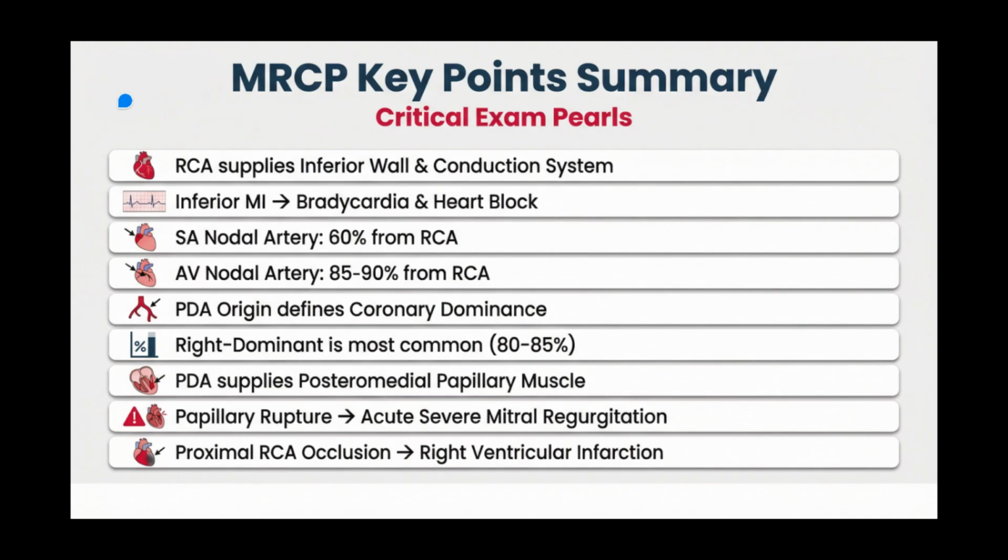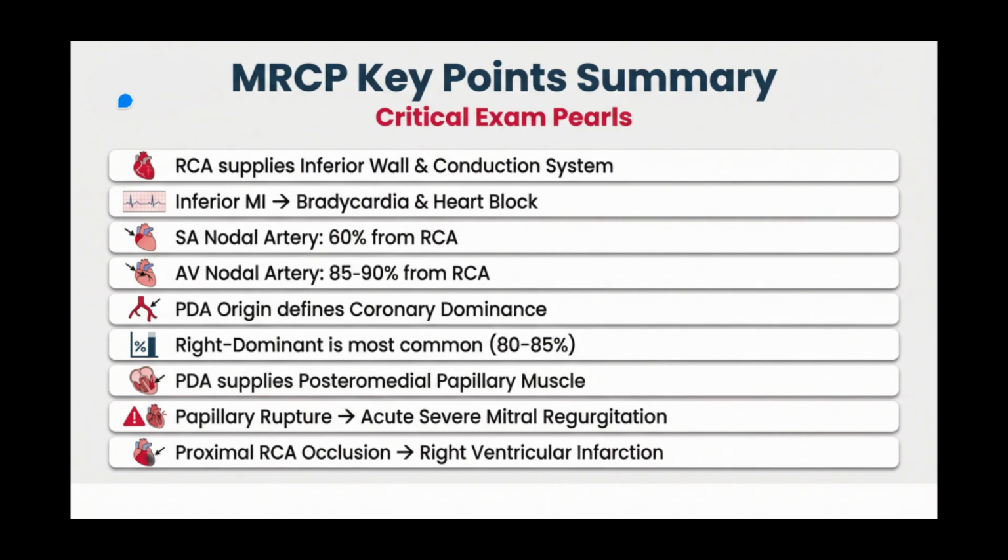MRCP key points. RCA supplies the inferior wall and conduction system. Inferior MI is commonly associated with bradycardia and heart block. SA nodal artery arises from RCA in around 60%. AV nodal artery arises from RCA in around 85 to 90%. PDA origin defines coronary dominance.